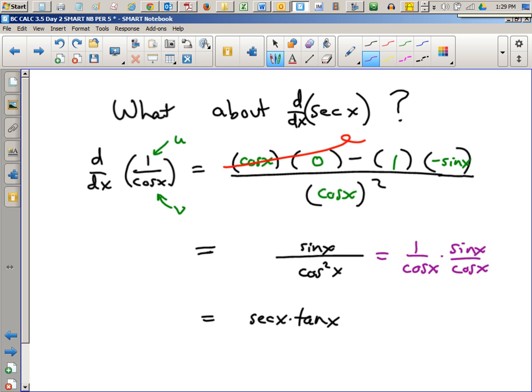Okay, so sometimes people ask me, Mr. Shore, what do you do when you go to the beach? Why do you go to the beach? And I'll say, derivative of secant. I seek a tan.